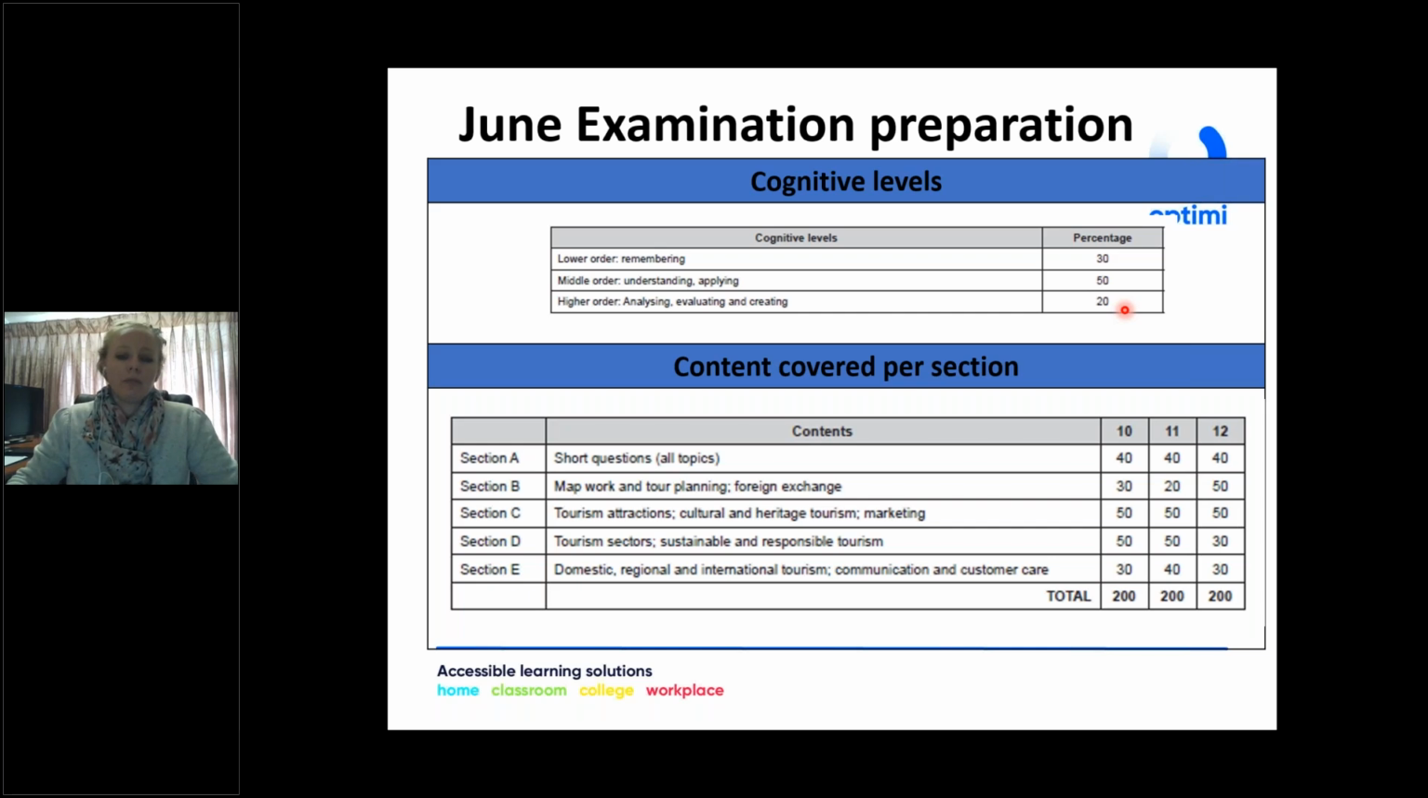The content is usually divided into subsections in your paper. So section A is usually your short questions, which will cover all topics that you had to learn for this specific examination.